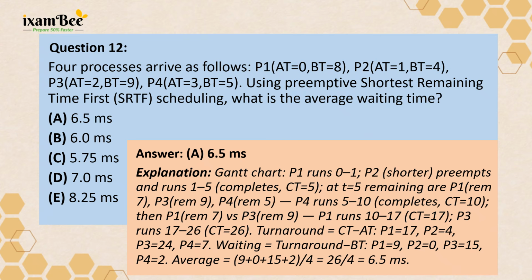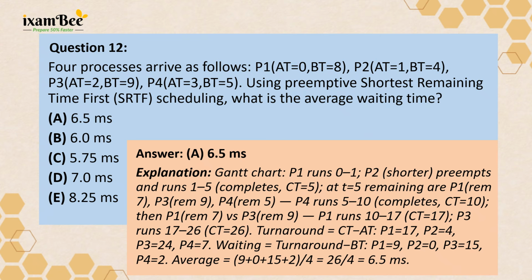At time 5, we compare what's left. P1 has 7 remaining, P3 has 9 remaining, and P4, which arrived at time 3, has 5 remaining. So P4 is the shortest. It runs from 5 to 10, completing at time 10. At time 10, P1 has 7 remaining versus P3's 9. P1 runs next from 10 to 17, completing at 17. Finally, P3 runs from 17 to 26, completing at 26.